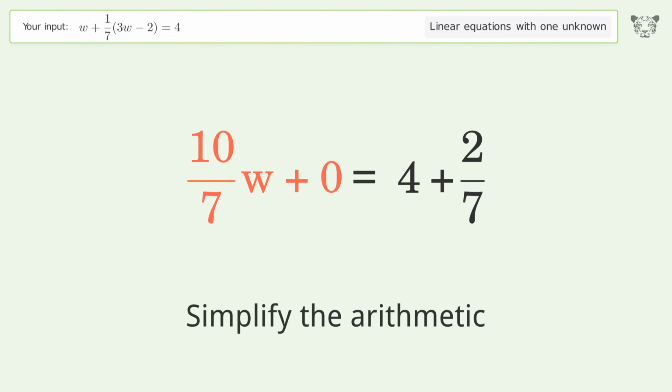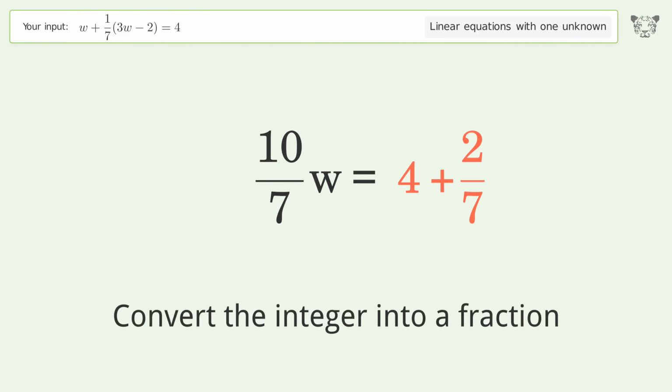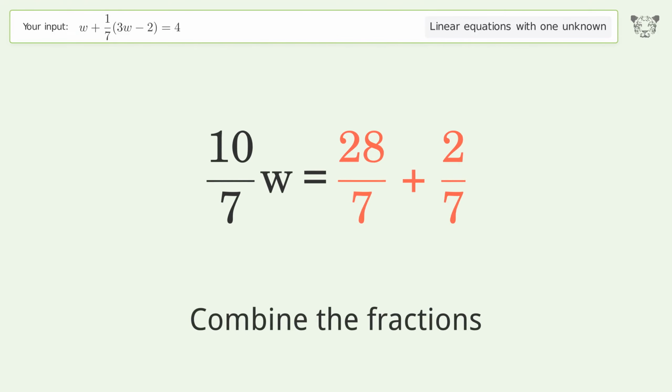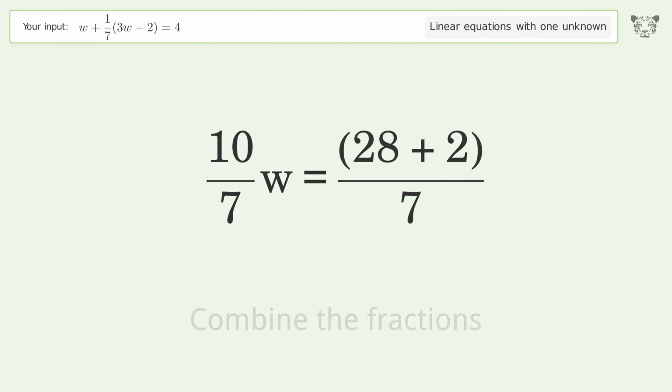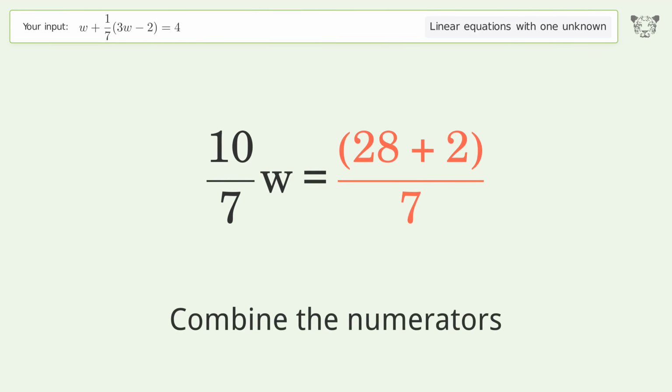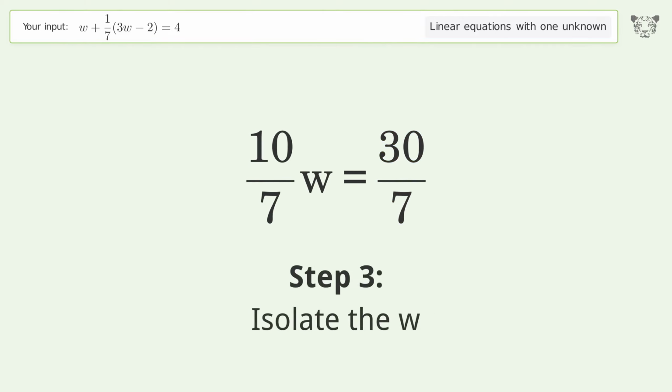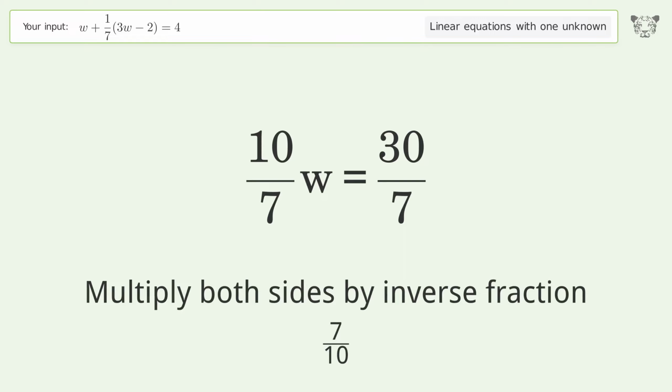Simplify the arithmetic. Convert the integer into a fraction. Combine the fractions. Combine the numerators. Isolate the w. Multiply both sides by inverse fraction 7/10.